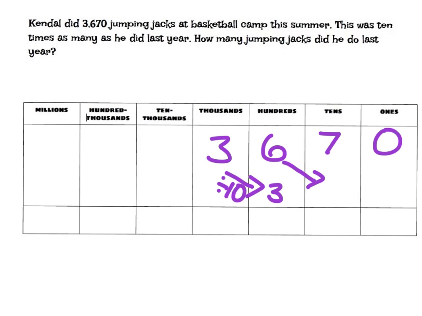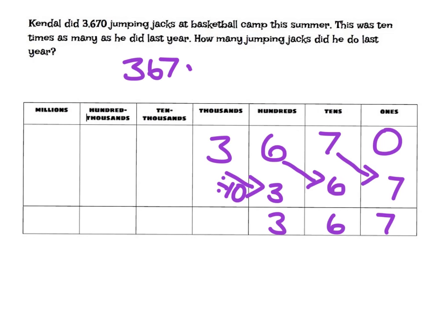6 hundreds divided by 10 is the same as 6 tens. 7 tens divided by 10 is 7 ones. Think of it. If I have 7 tens, I have $70. $70 divided by 10 is 7 ones. So I'm able to find out that last year, I think he did 367. So 367 jumping jacks last year.